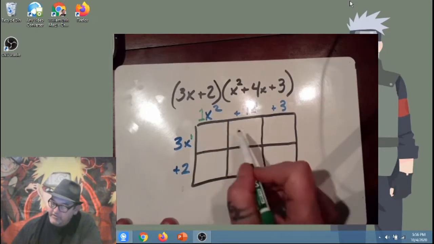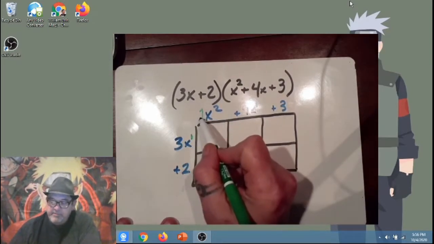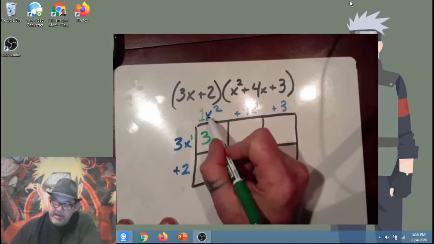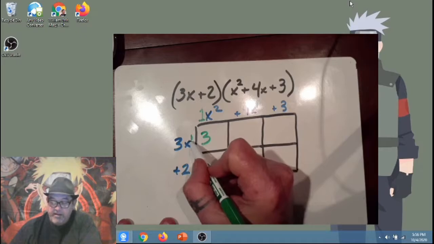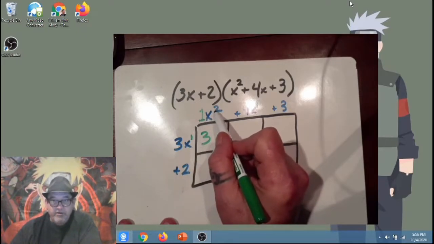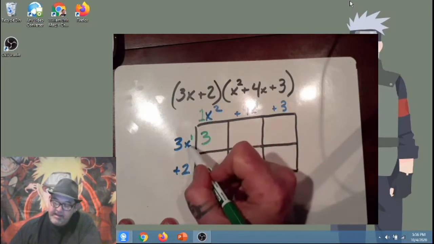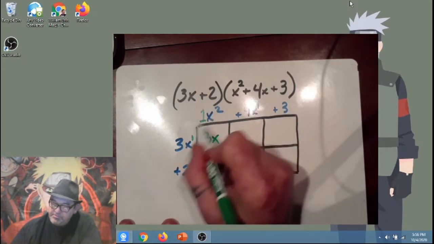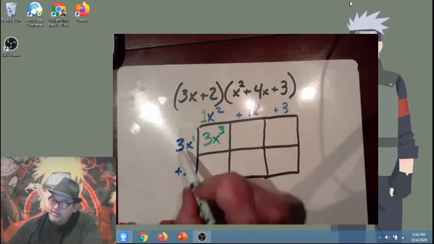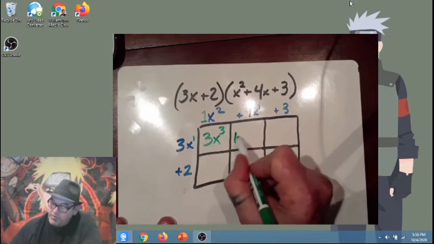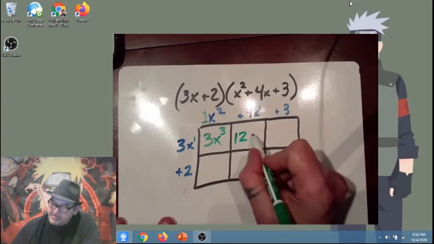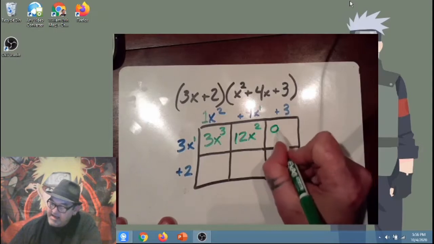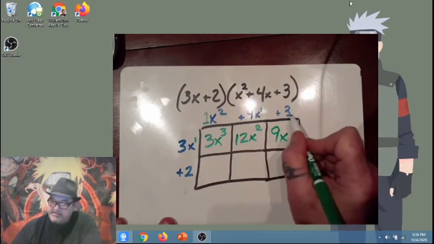Now we just go ahead and fill in the boxes. So we start multiplying numbers. 3 times 1 is just 3. And now we multiply the variable. So x to the 1 power times x squared. Remember, if I'm multiplying exponents, I can just add the little numbers together. So this becomes x to the 3rd, right? 2 plus 1 is 3. Next box, 3 times 4 is 12. x times x is x squared. Next box, 3 times 3 is 9, and x just stays x because it has nothing to multiply with it here.